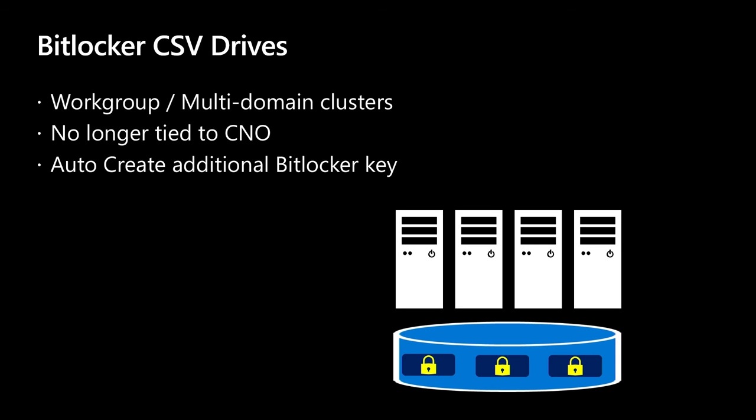Basically what we're going to do is when we bring the drive online, we're going to go out and see, is there a key in AD? Yes or no? If there's not, we've created an additional BitLocker key just for ourselves inside the cluster hive so that it can always be unlocked. So now we can BitLocker drives in workgroups, multi-domains, any place that we're not going to have a CNO or AD available. We can now, with the next version of the server, use BitLocker, which we could not do before.